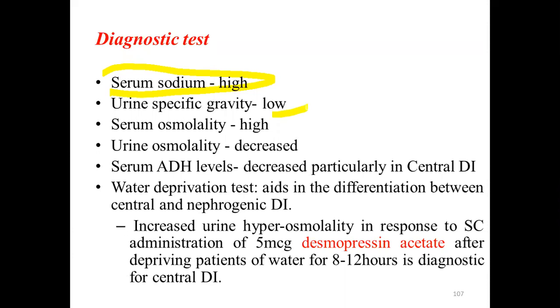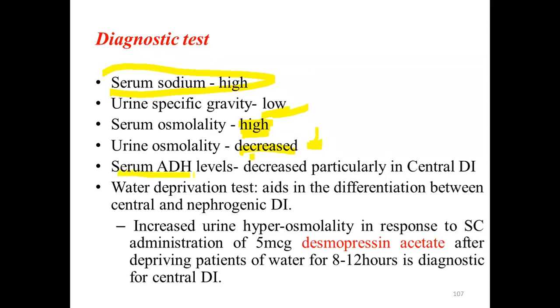Then the specific gravity of the urine is very low. Why? Because the urine is already diluted. Then serum osmolality is high because water is being lost from the body system. Then urine osmolality is reduced. Why? Because the urine is diluted. When the urine is diluted, the osmolarity will be reduced. So those are some of the things you need to know.